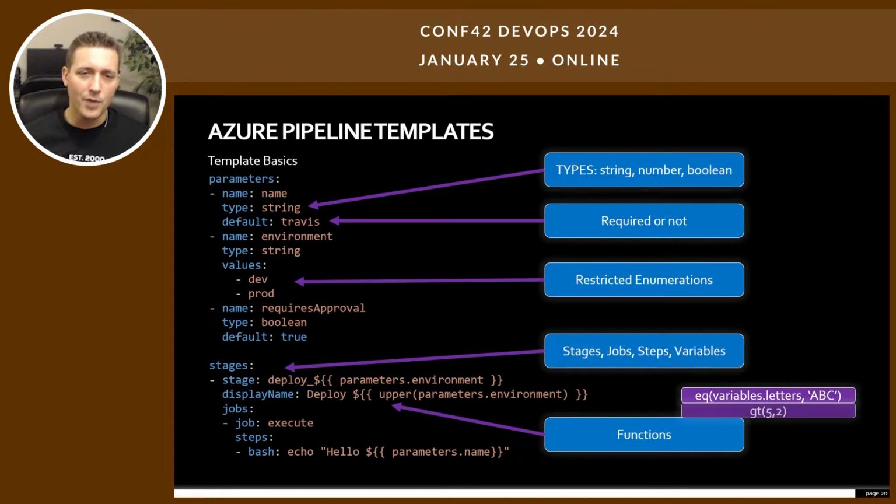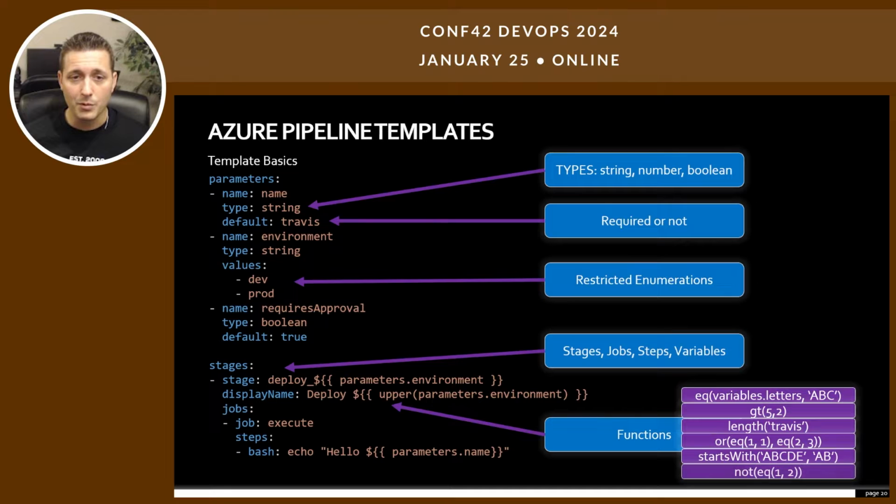And there are many other functions that you want to get familiar with, whether it be equality checking, greater than, or length. You can use OR operations to combine and join these together. Starts with, and you can invert it and use a not as well. And then you can see here where we're just injecting a bash execution script that just says echo hello, and then gives the name of the person that we passed in, in this case, hello Travis. Pretty straightforward template that we can now make use of in another Azure pipeline file.